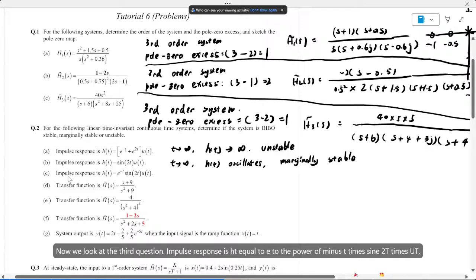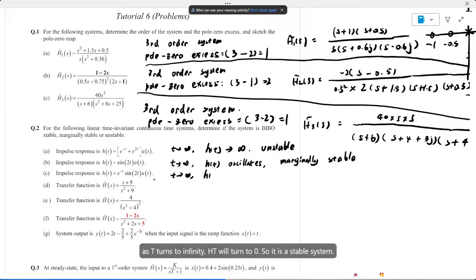Now we look at the third question. Impulse response is h(t) equal to e to the power of minus t times sine 2t times u(t). As t tends to infinity, h(t) will tend to 0. So it is a stable system.